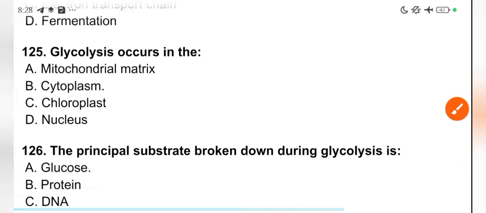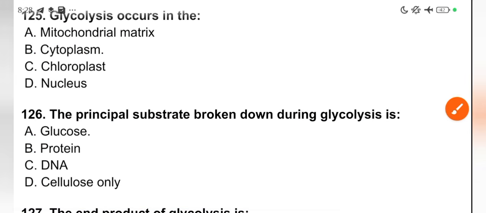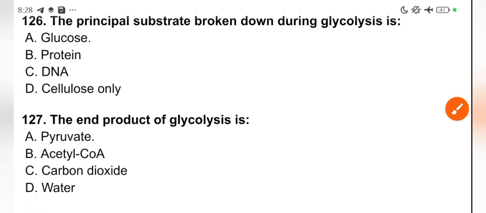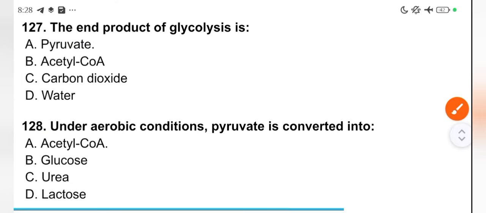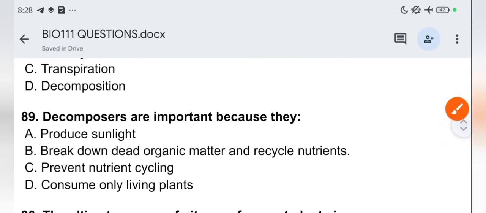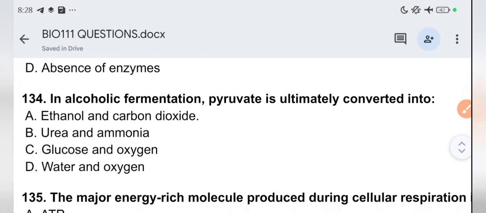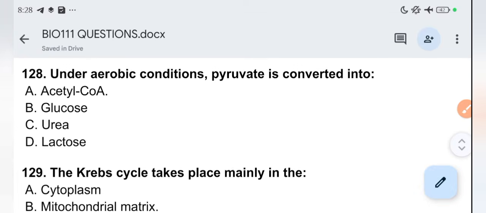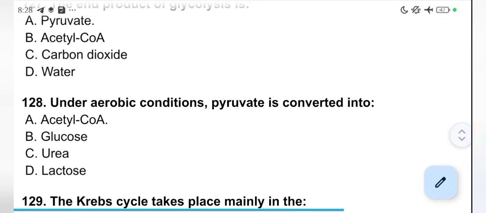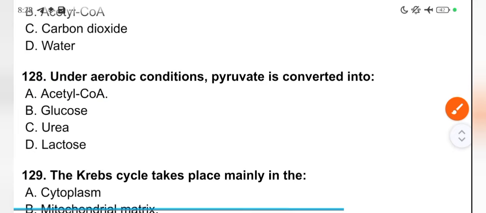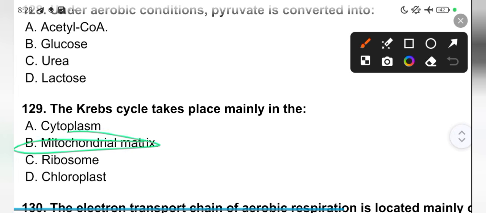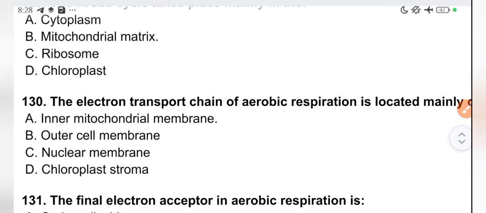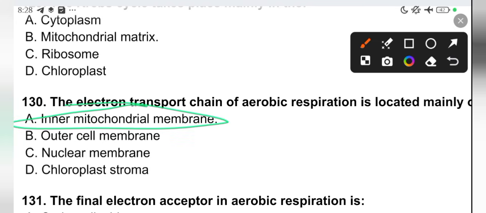I've said this before. The principal substrate broken down during glycolysis is glucose. The end product of glycolysis is pyruvate. Under aerobic conditions, pyruvate is converted to acetyl-CoA. The Krebs cycle takes place mainly in the mitochondrial matrix. The electron transport chain of aerobic respiration is located mainly in the inner mitochondrial membrane.